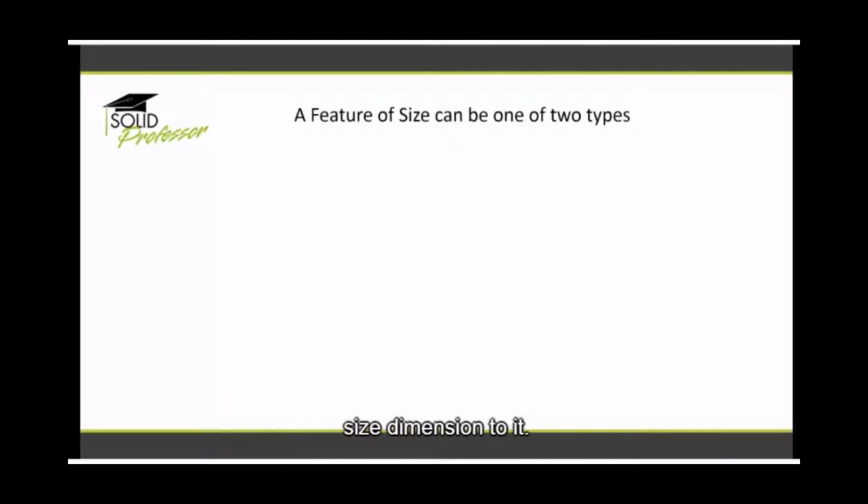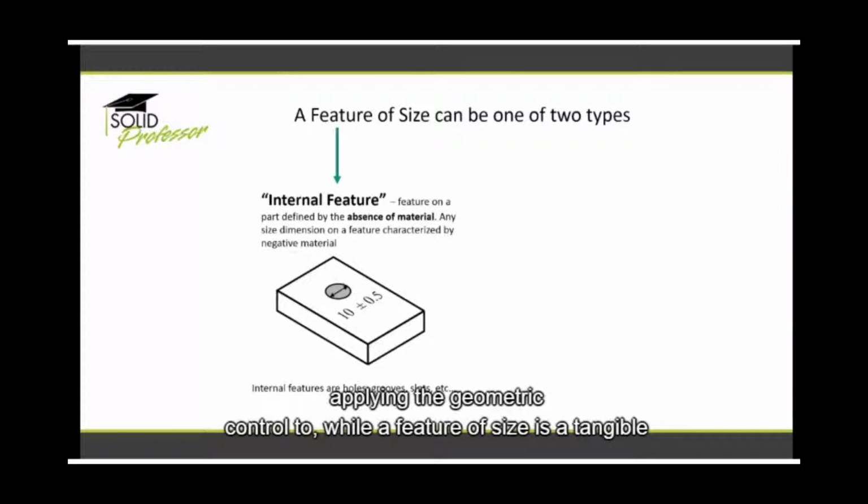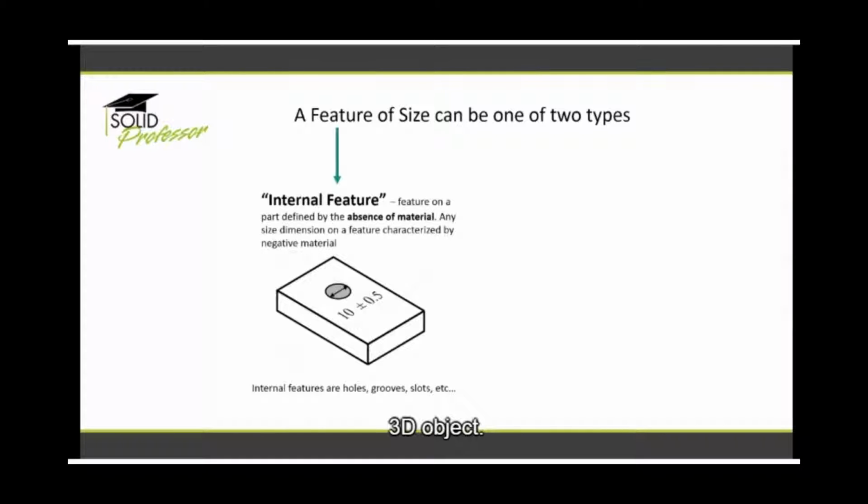Features of size can be broken down in one of two ways. First, you have an internal feature. This is a feature of a part defined by the absence of material. Any size dimension on a feature characterized by negative material would fall under this category. This includes holes, grooves, slots. If you're making some sort of cut into the material, it's an internal feature that you're adding.